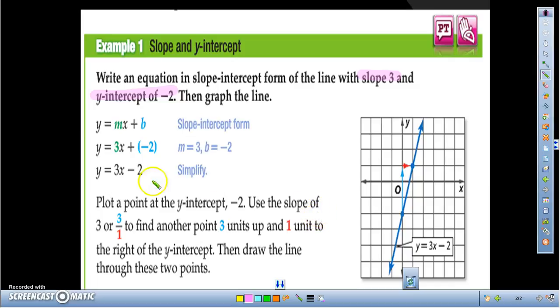So I'm going to take my slope of 3 and plug it in for m, and I'm going to take my y-intercept of -2 and plug it in for b. And there I have my equation, y equals 3x minus 2. The other thing I wanted to talk about with this example is, how do I go about graphing the line after I have the equation?